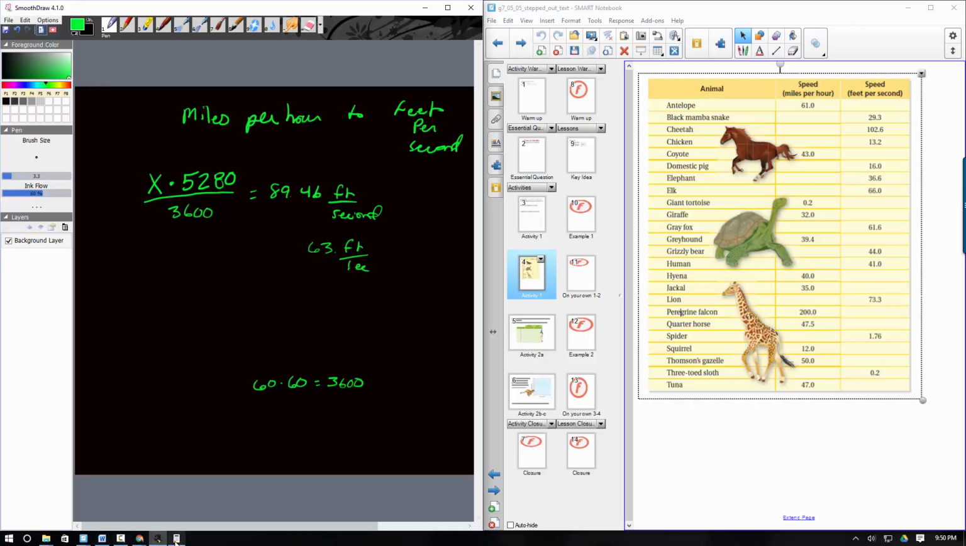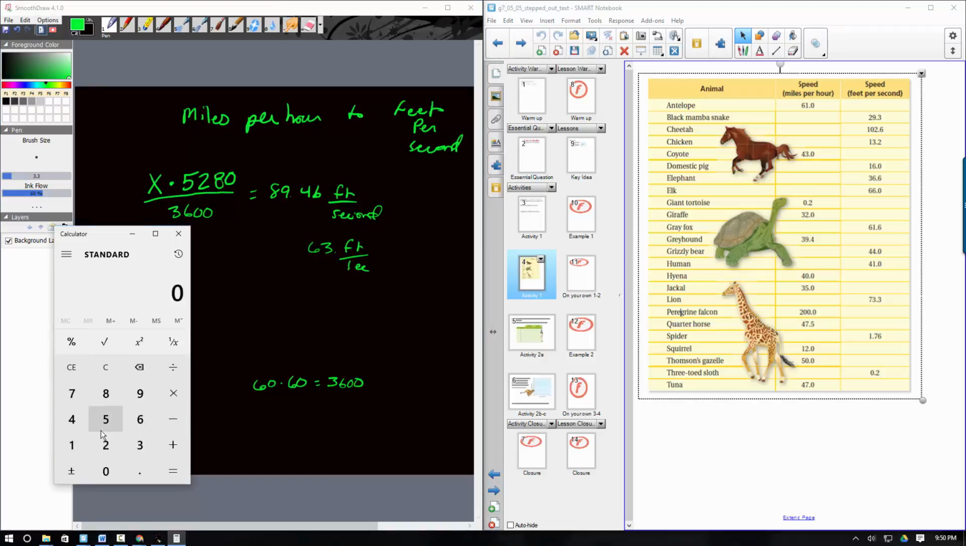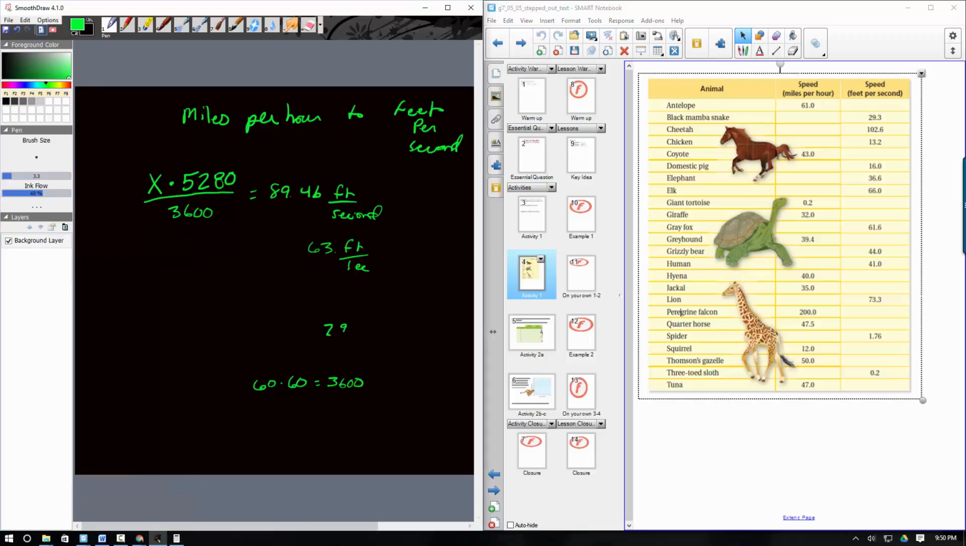It's 200. So if I take 200 times 5,280, and then I'm going to divide that by 3,600. Wow, 293. So 293 feet per 1 second. That's crazy. That's really crazy. All right, anyways, so this is the formula that I'm using if I go from miles per hour to feet per second. Well, now let's go the other way around.